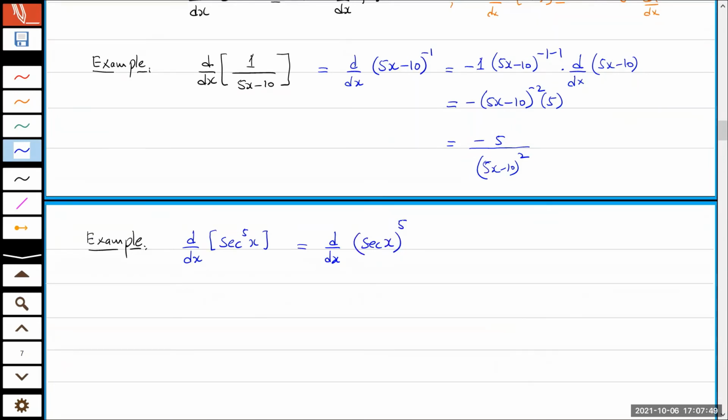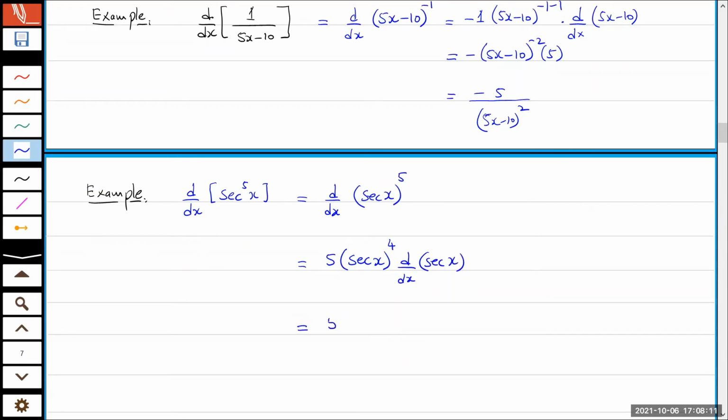So again, first thing is the exponent, 5. Let's apply the power rule. 5, not touching the function inside, 5 minus 1 is 4. This is the power rule. By chain rule, I have to take the derivative of the inside part, which is secant x. The derivative of secant x is secant times tan. 5 secant to the 4 of x times secant x times tan x. Now I can put it back: 5 secant to the 5 of x times tangent of x.